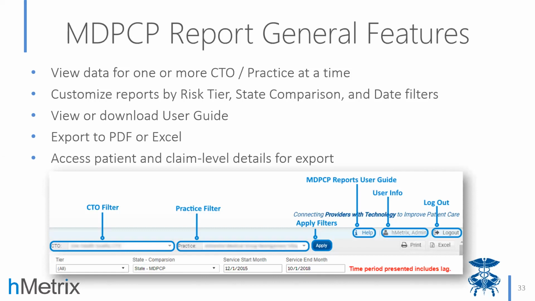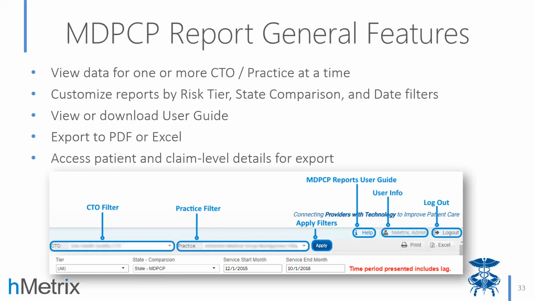The rest of the reports are also customizable for risk tier, for state comparisons, and for date filters. So you can narrow everything down to, if you only want 1 month of information, a quarter, 6 months, a year, you can go back as far as 36 months and look at patient utilization.